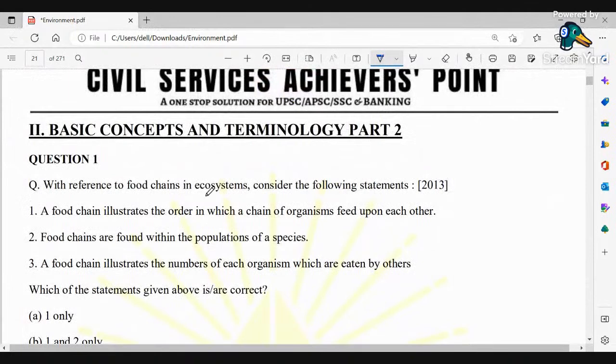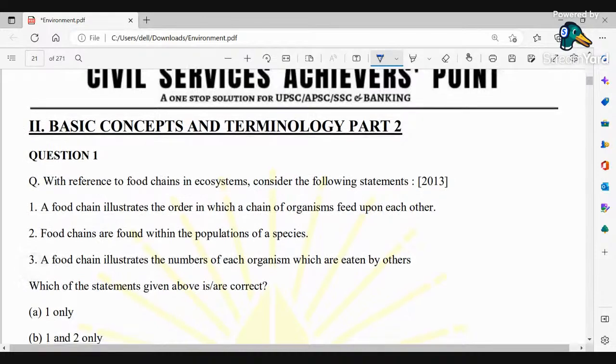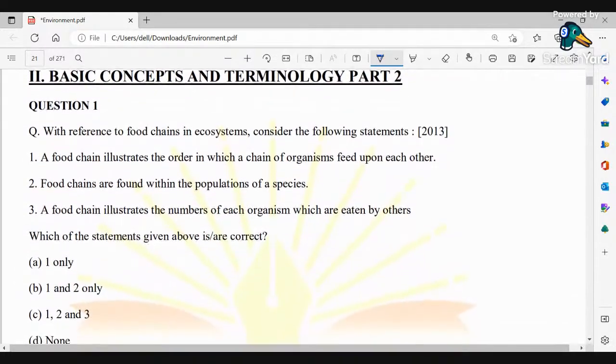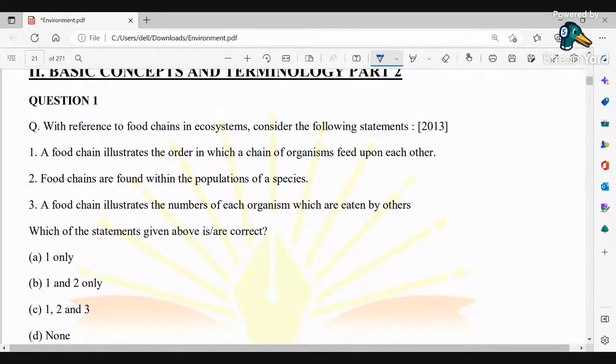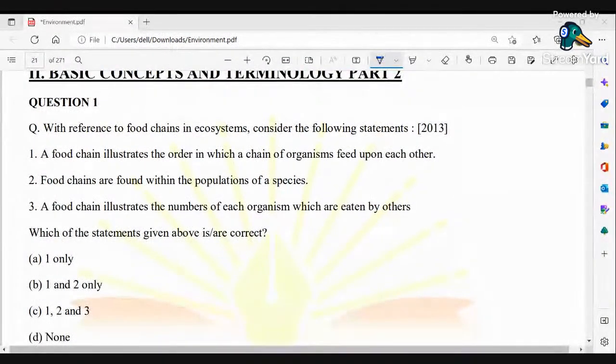With reference to food chains and ecosystem, consider the following statements. One, a food chain illustrates the order in which a chain of organisms feed upon each other. Two, food chains are found within the population of species. Three, a food chain can illustrate the number of each organism which are eaten by others. Which of the above statements is or are correct? One only, one and two only, one, two and three, and none of the above.